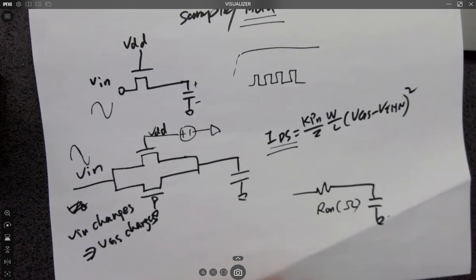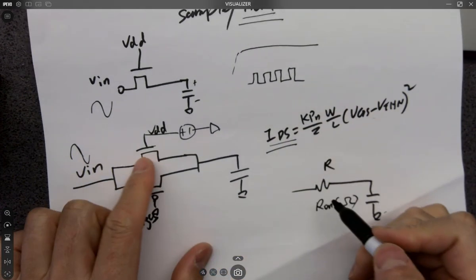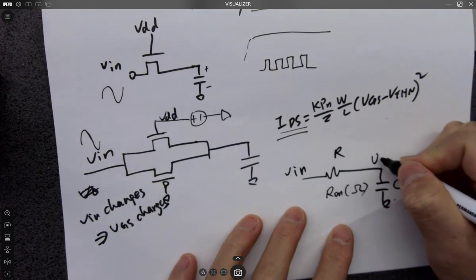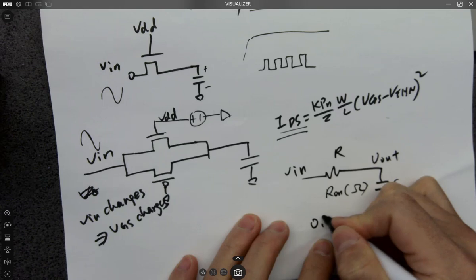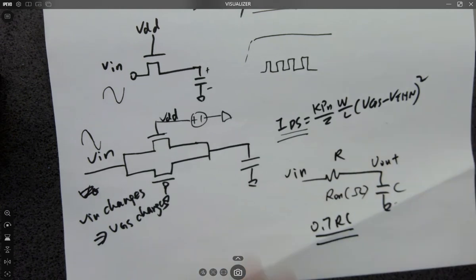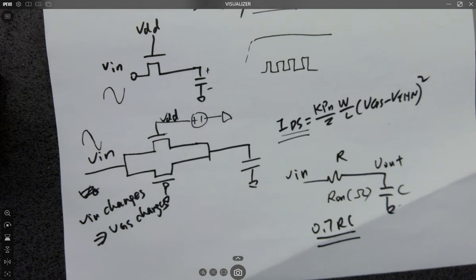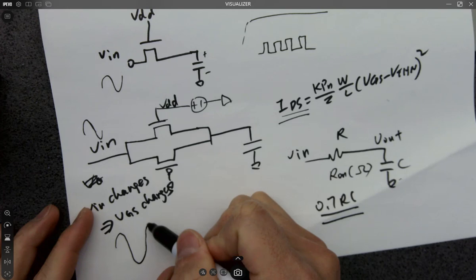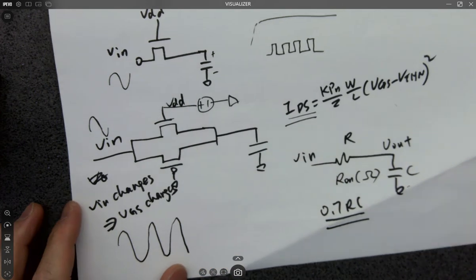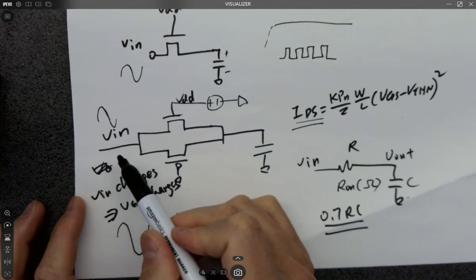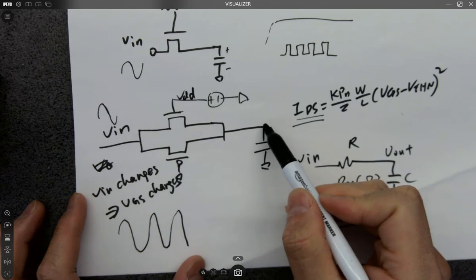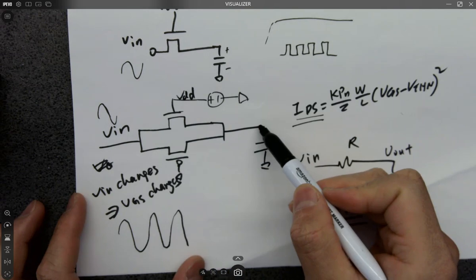If you have a R, which is the channel resistance, and a cap, from V in to V out, there will be what? There will be a 0.7 RC time delay. So what is that problem? So you have a sine wave, okay, sine wave of signal, and you are trying to pass the signal, not losing anything to the output, just the entire signal to the output.